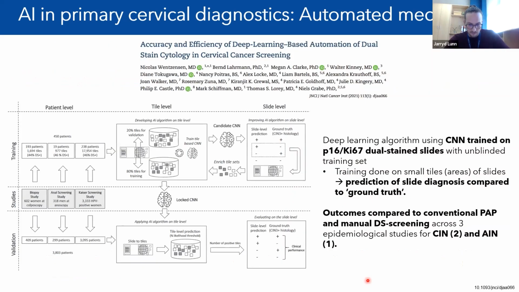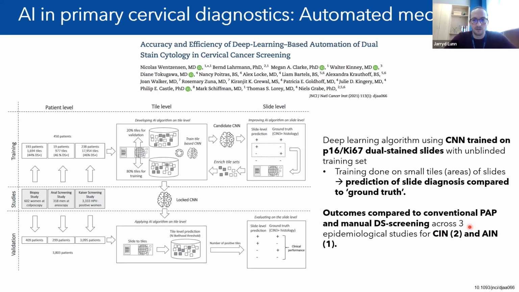I've selected one study that I thought was particularly interesting, given its findings and given the benefit that this would have on health spending. This was a study from 2021, and basically they used deep learning algorithms and neural networks trained on dual stain slides, so for P16 and Ki67 or MIB1, trained on small tiles and areas of these in order to predict the slide diagnosis compared to the ground truth.